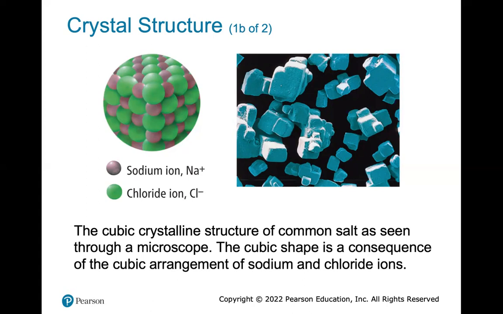Chlorine has 7 valence electrons, so it very easily accepts another electron to complete the 8 valence electrons in its outer shell. And so it becomes negative because it has an extra electron. The positive sodium and the negative chlorine attract each other and they become sodium chloride. It makes this very regular shape.